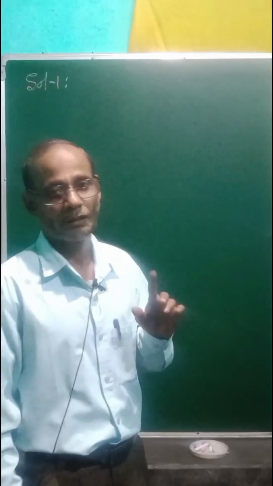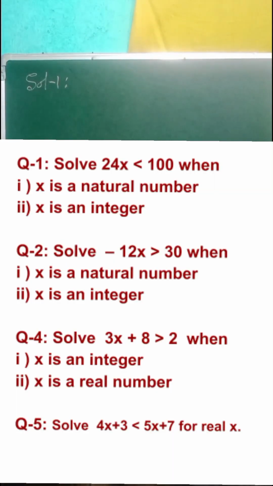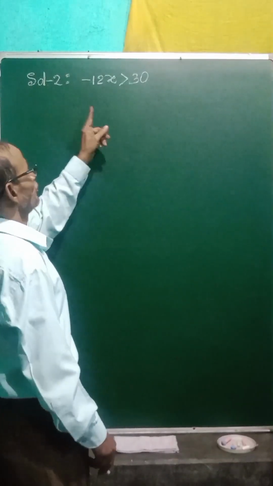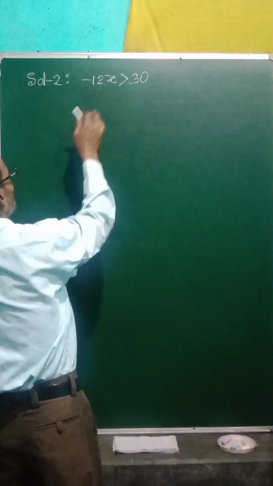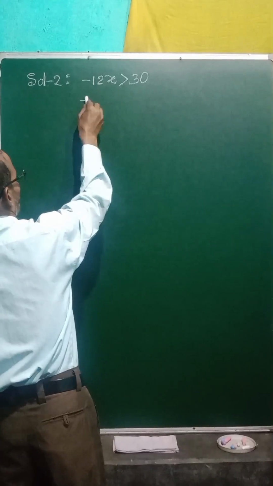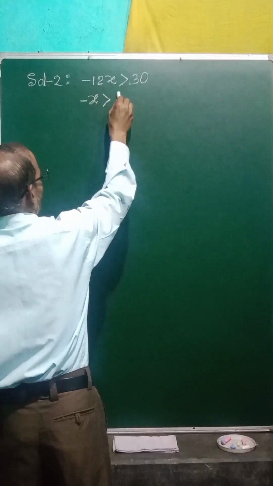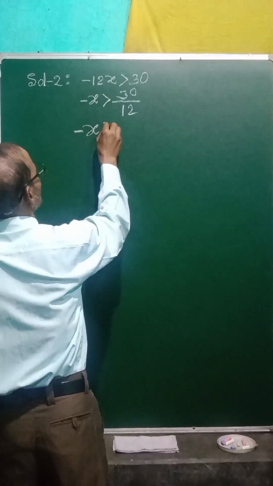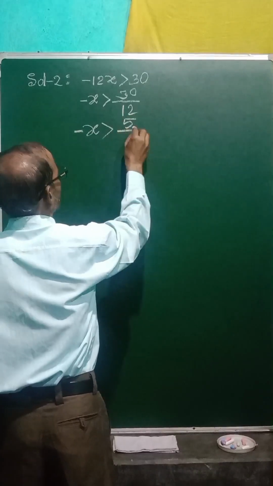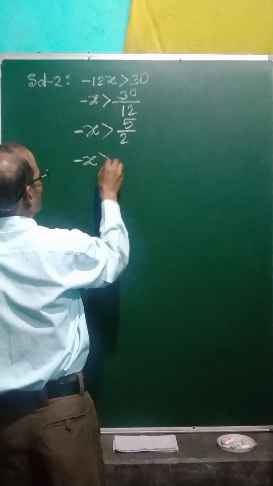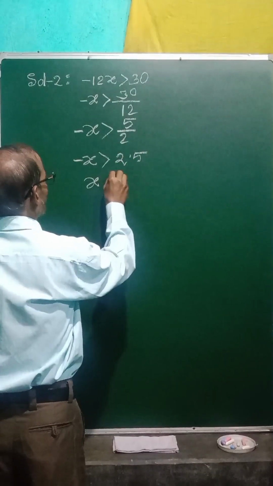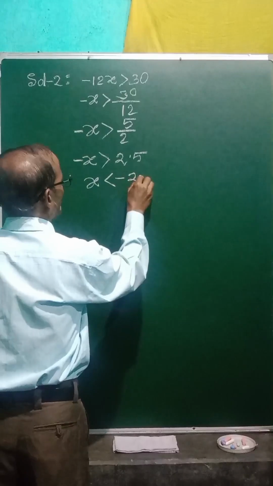These are the answers. Question 2 is solve minus 12x greater than 30 when x is a natural number and x is an integer. See the solution to minus 12x greater than 30. Then dividing by 12, minus x greater than 30 by 12, minus x greater than 5 by 2, minus x greater than 2.5. Changing the sign, x will be less than minus 2.5.